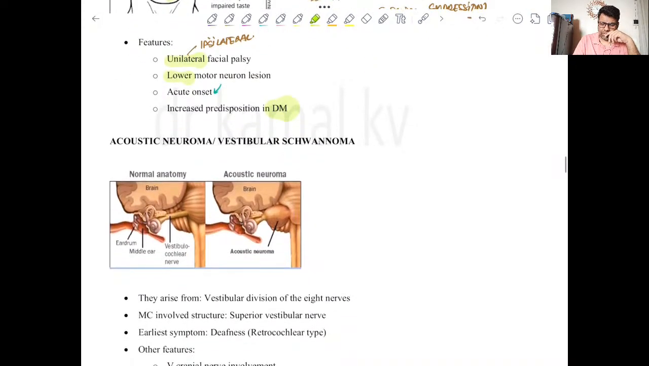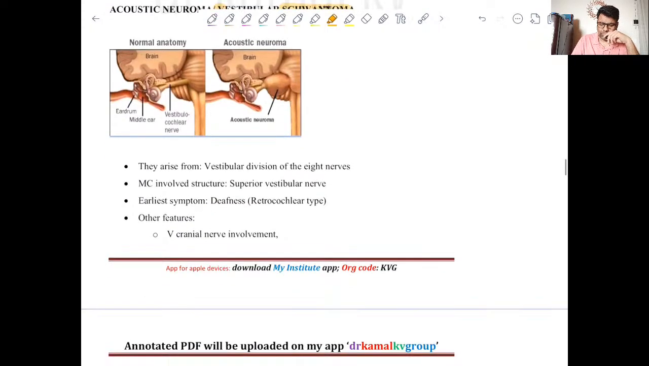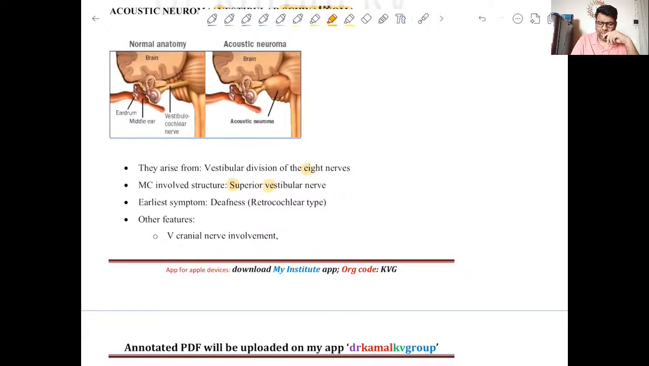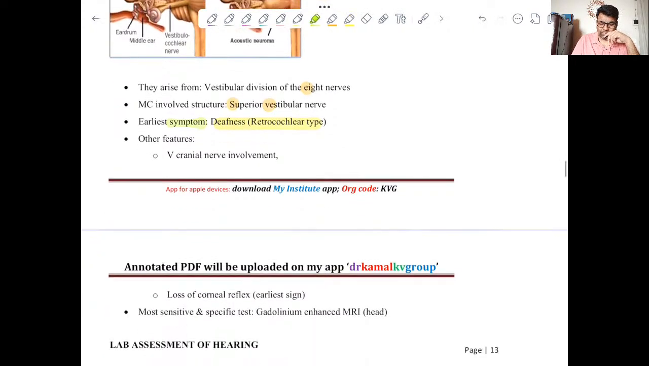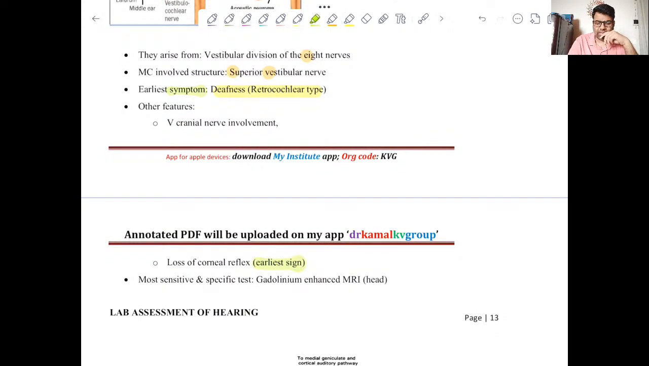Then moving forward to acoustic neuroma, which is also known as vestibular schwannoma. It usually arises from the superior vestibular division of the 8th nerve. And see, the earliest symptom is related to the ear, that is deafness, especially retrocochlear type. But the earliest sign is different, and the earliest sign is related to the 5th nerve, and that is loss of corneal reflex. It means if you touch the cornea with a wisp of cotton, there won't be blinking at all. So this is very strange that the symptom is related to the 8th nerve and the sign is related to the 5th nerve.